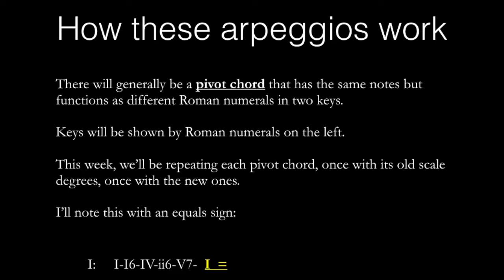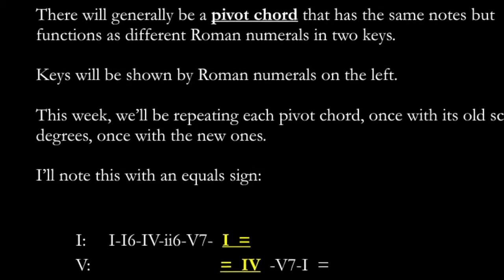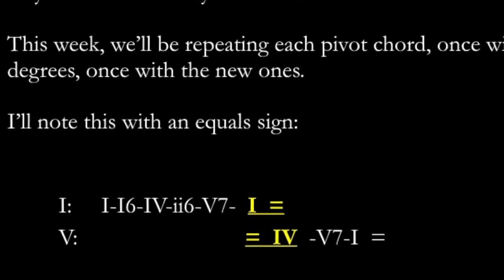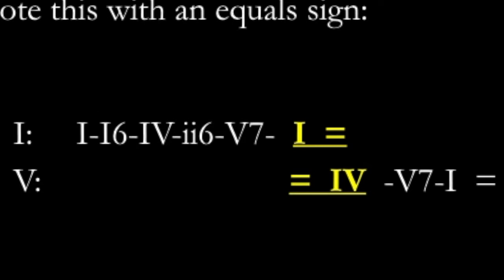If you have something that goes 1, 1, 6, 4, 2, 6, 5, 7 to 1, and you have an equal sign after it, that means that 1 is going to function as a pivot. And here I'm noting that it's also going to be 4 in the key of 5. So let's just imagine that 1 is C major for a second. That means that your 1 chord is going to be a C major triad, and then 5 would be saying, okay, if you're starting in C, that means you're going to go to G. And so that C major chord that was 1 in the key of 1, or C, is going to now be 4 in the key of G, or the dominant.